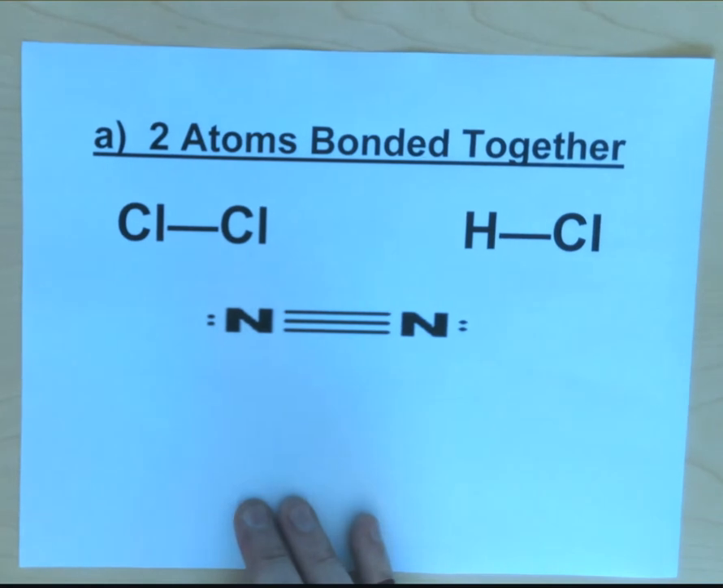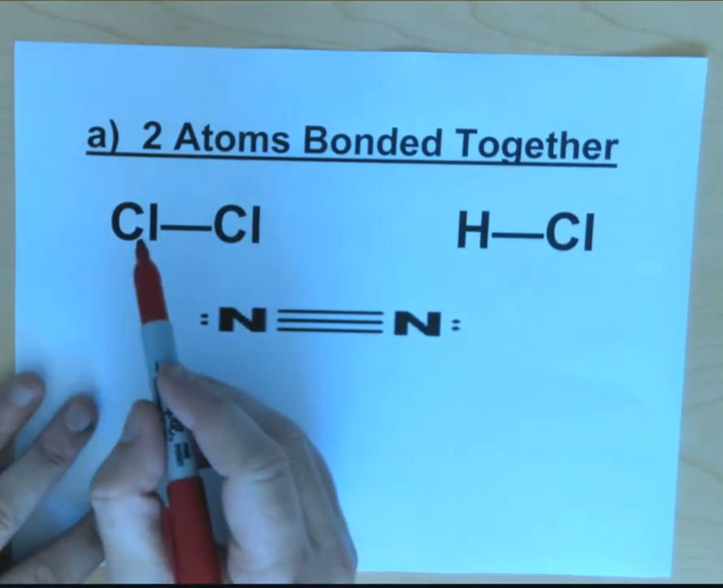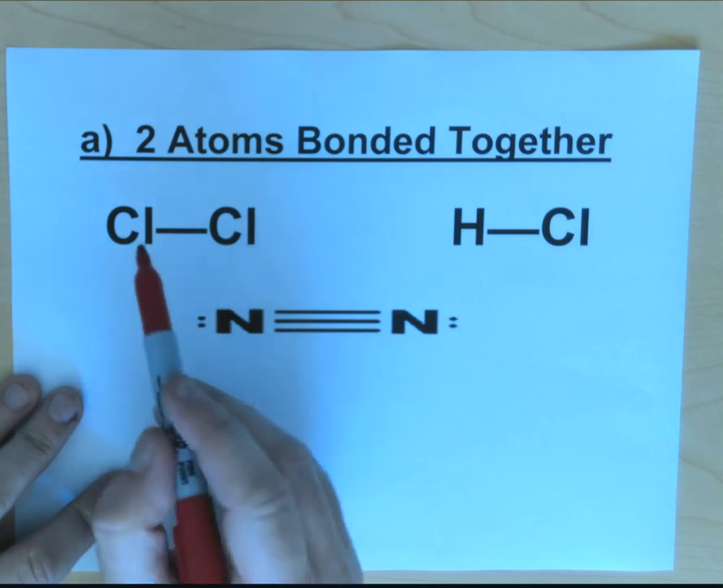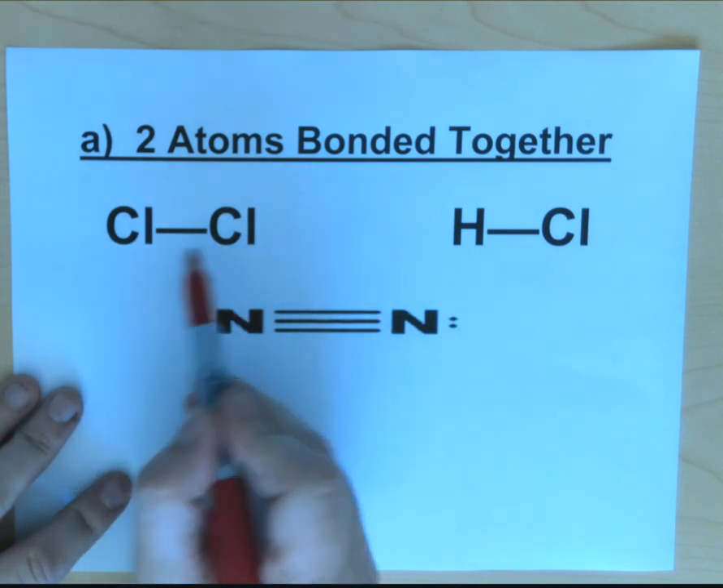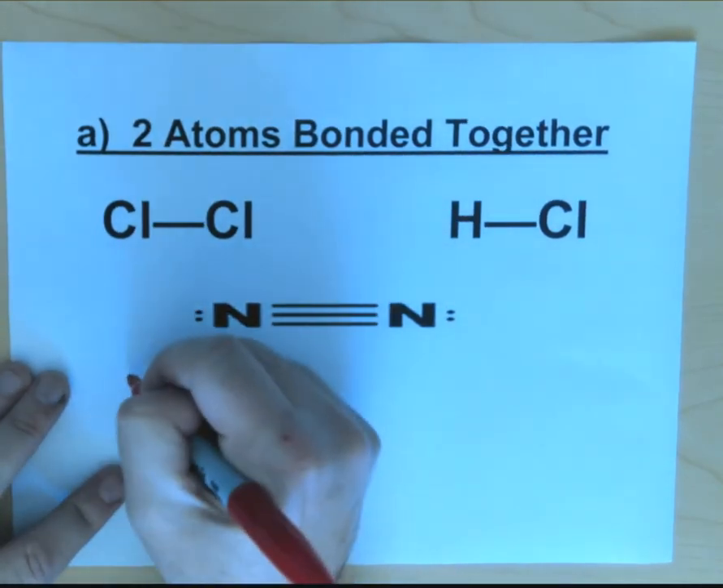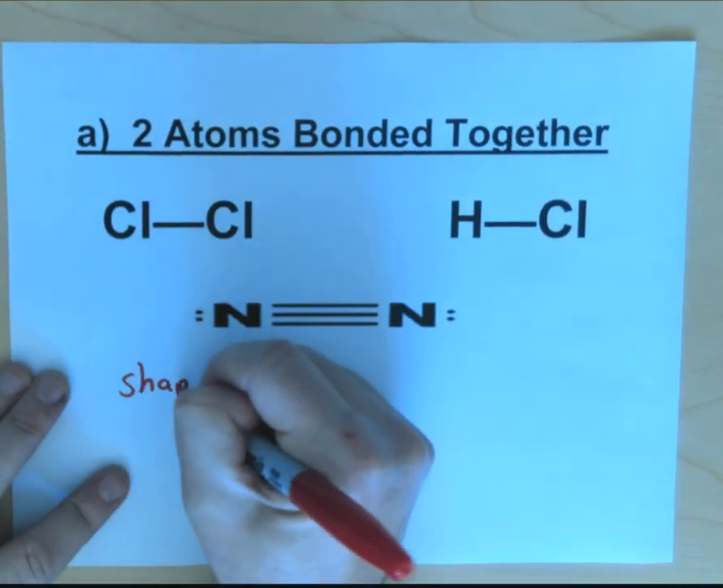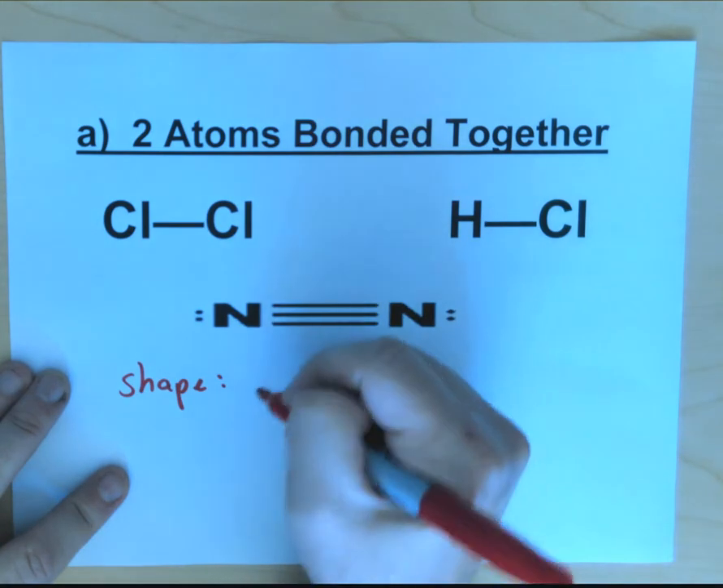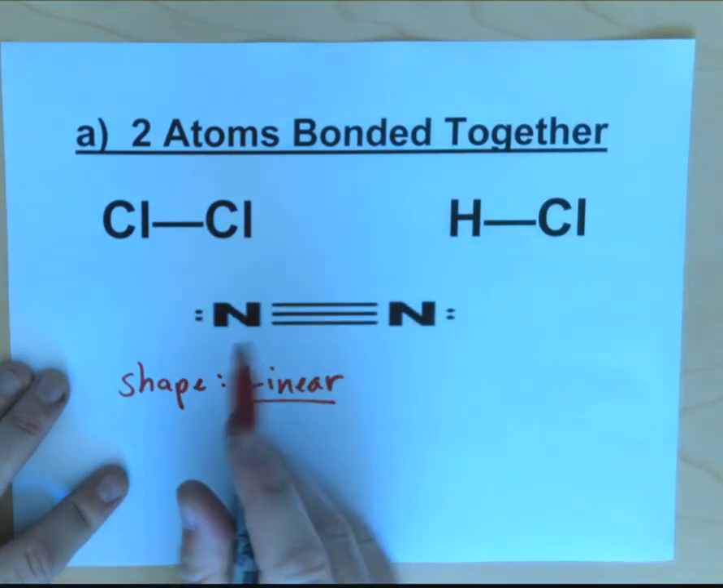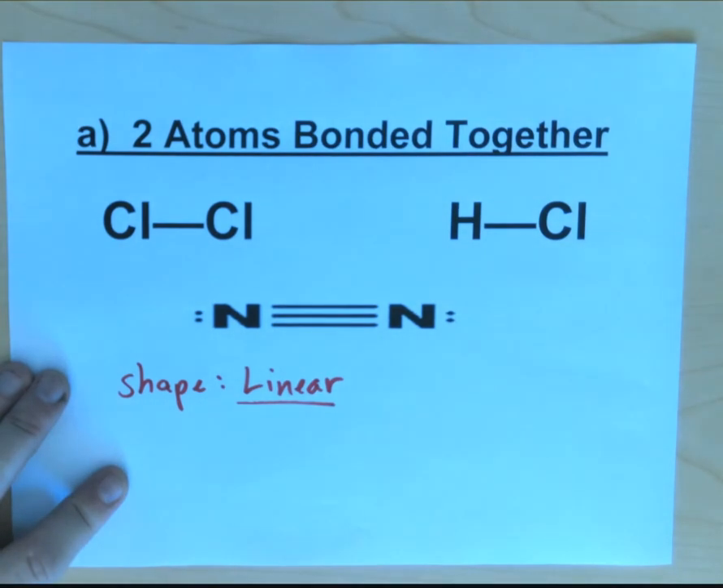So let's go ahead and look at scenario A. Consider these elements points. The shortest distance between 2 points is a straight line. So whenever you have 2 atoms bonded together, the shape that arises from that situation is called linear, a linear shape, or the atoms are arranged in a line.